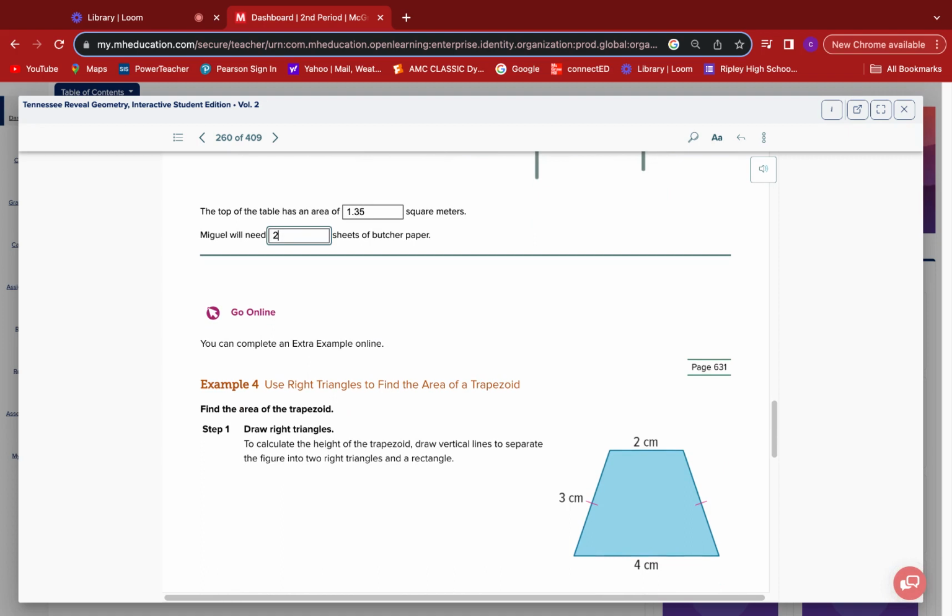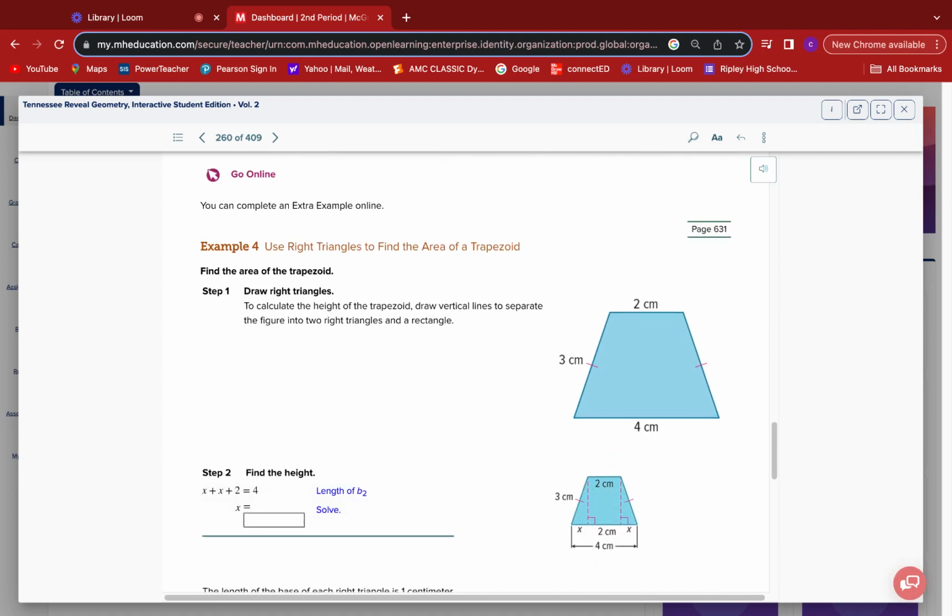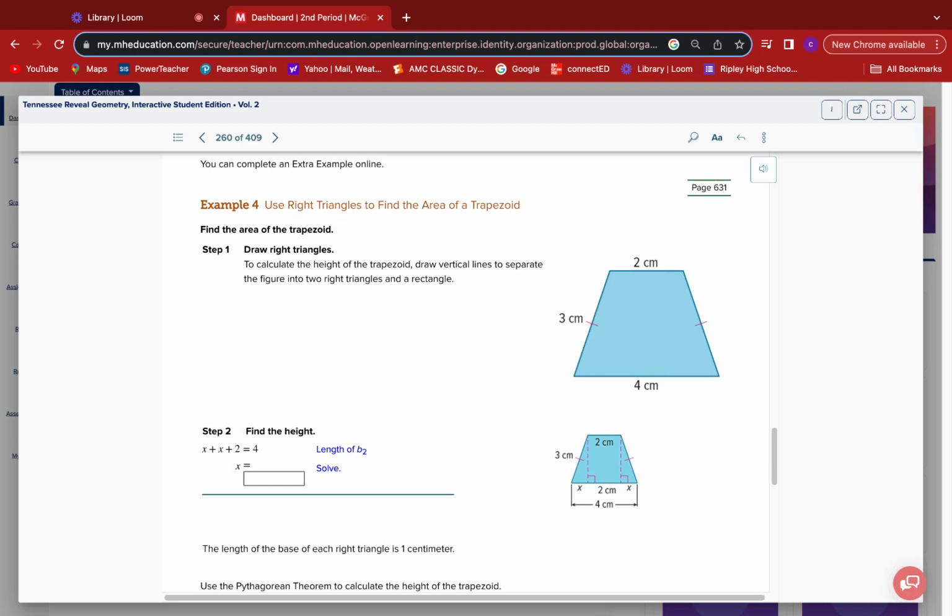Everybody turn the page. Example number 4 on the top of page 632 of your workbook. All right, example number 4. We have to find the area of this trapezoid. And I see that I do not have the actual height. I need the height of this segment.